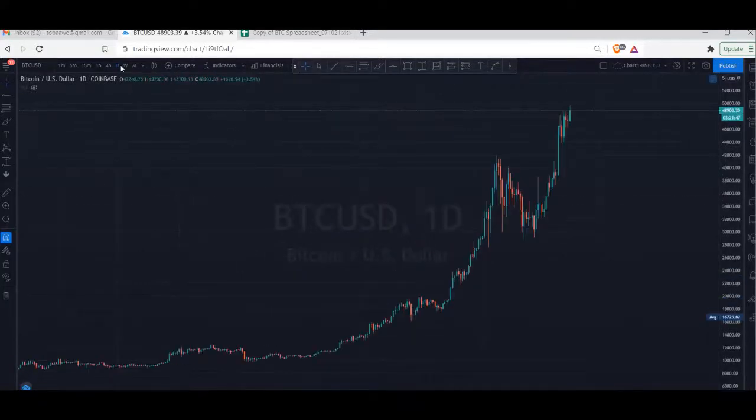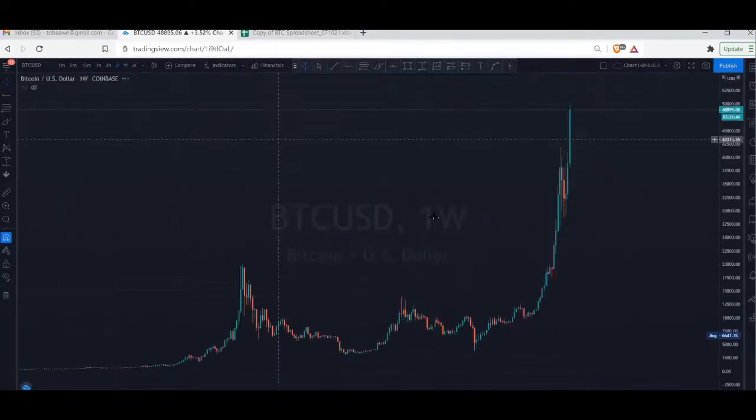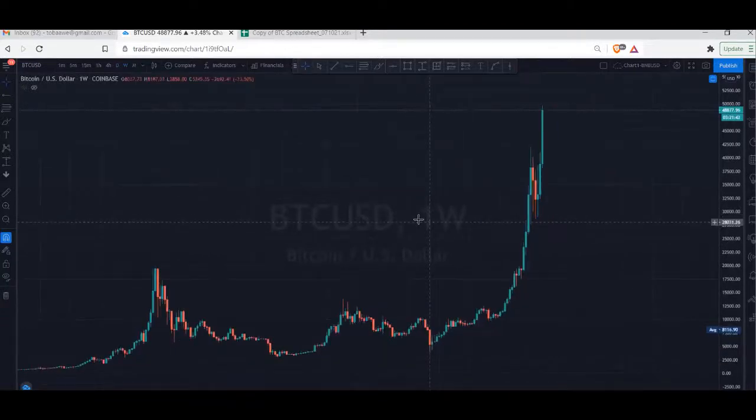Now I'm on my daily time frame. You can come on your weekly time frame. Now let me start with the weekly time frame. On the weekly time frame, I can come here and put this. That's a support line, and this is on the weekly time frame.